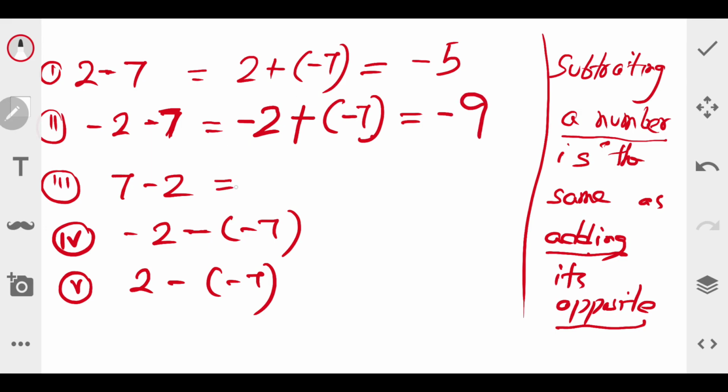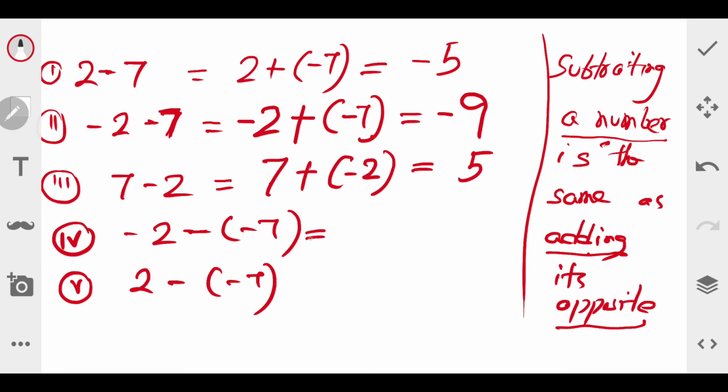Number 3, this is simple. We can just do the subtraction. 7 minus 2 is 5, but again, we're going to change it to addition. So 7, subtraction becomes plus. And what are we subtracting? 2, which will become -2. Again, let's use the money concept. You have $7, but you owe $2, so the answer is 5.